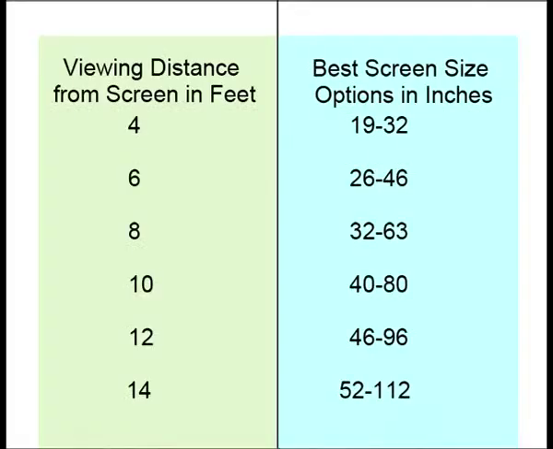From the given table, consumers may have an idea about selecting the screen size according to their viewing distance. Viewing distance from screen in feet, best screen size options in inches: 4 feet, 19 to 32; 6 feet, 26 to 46; 8 feet, 32 to 63; 10 feet, 40 to 80; 12 feet, 46 to 96; 14 feet, 52 to 112.